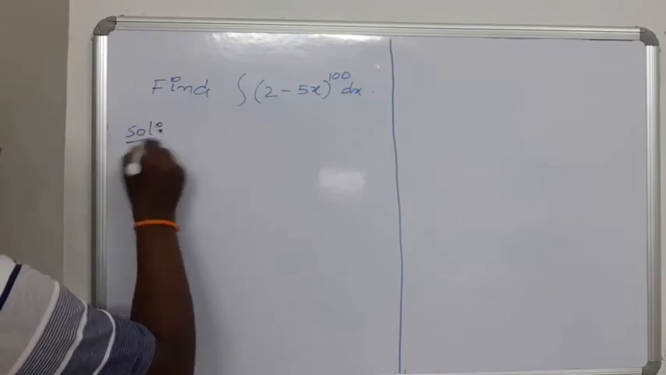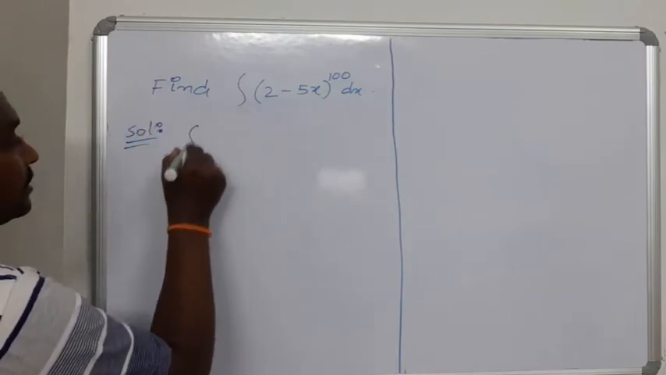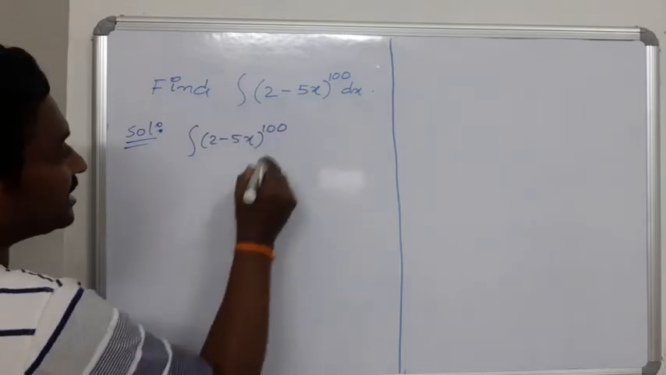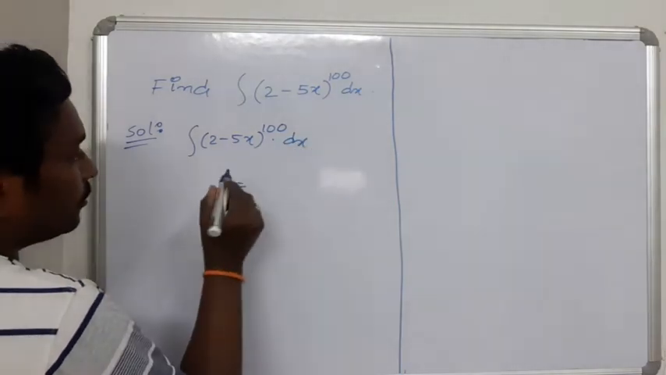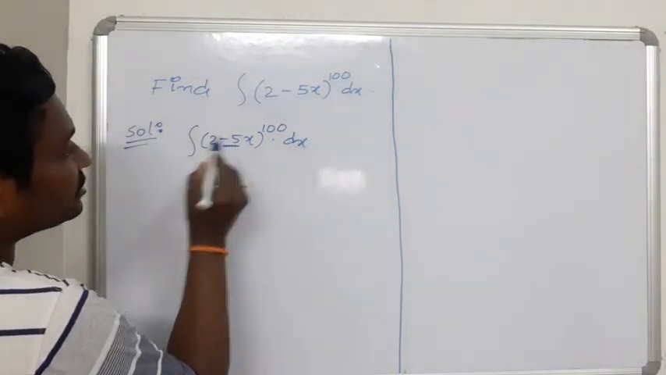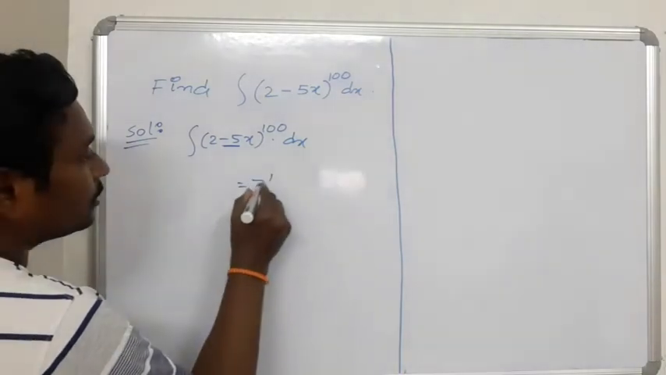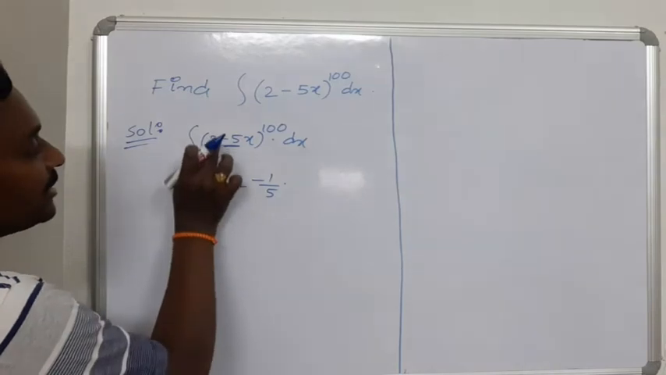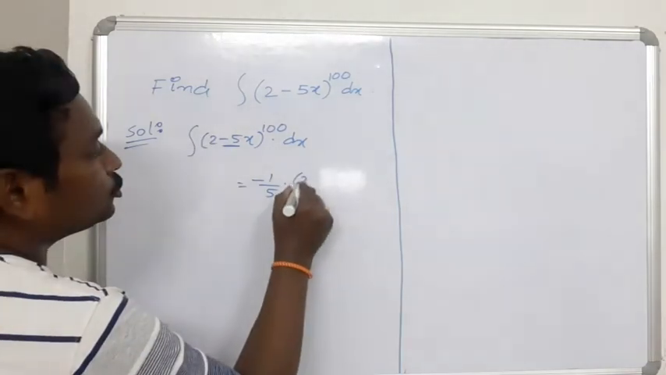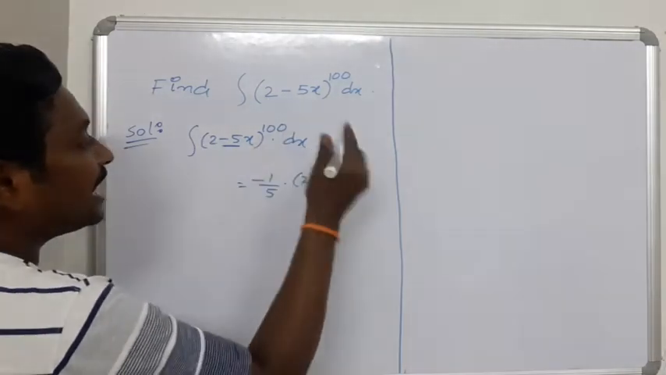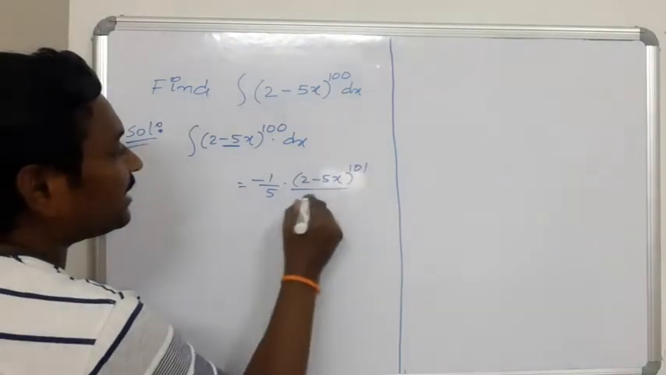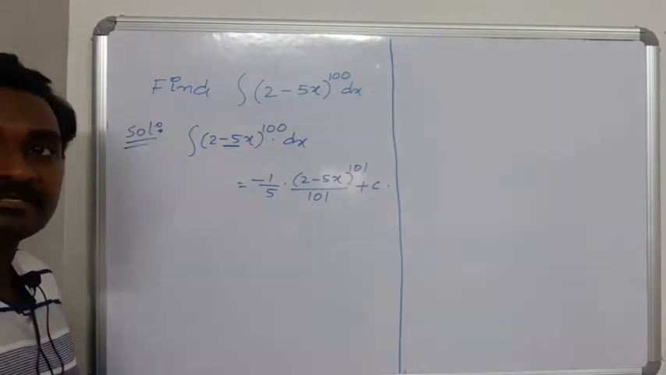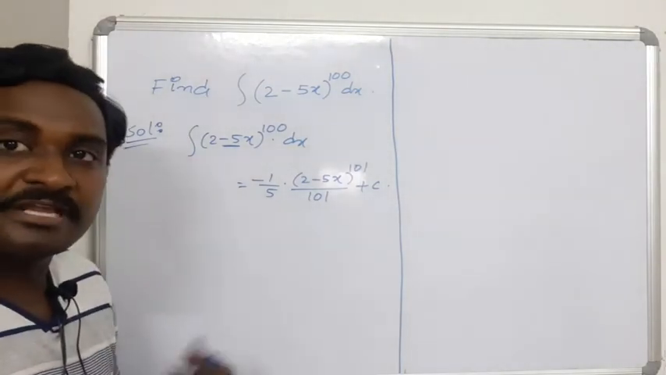Solution. How can we solve this problem directly? Integration of (2 minus 5x) whole power 100 dx can be written as, what is the coefficient of x? The coefficient of x is minus 5. So minus 1 by 5, please write 1 by 5 in the denominator. Also we have the negative sign for a, and (2 minus 5x) whole power 100 plus 1, so 101 by 101, plus c. This is the result directly. It is not necessary to use substitution every time.